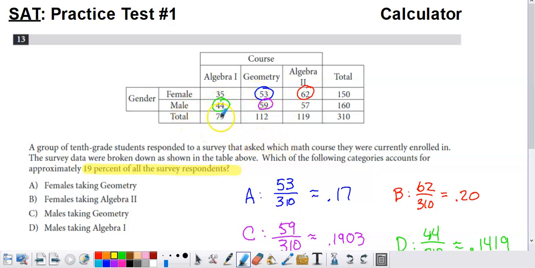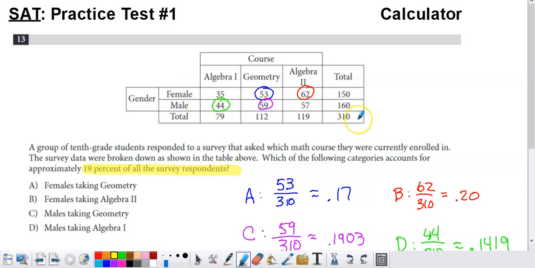You see total listed across the bottom here. You also see total listed down this side column. This number would be the total number of students enrolled in Algebra 1. This would be the total number of students in geometry. And then working down this column, that would be the total number of students in Algebra 2. And if I work across this row, adding this value and this value, that gives us the total number of females. And then we also have the total number of males.